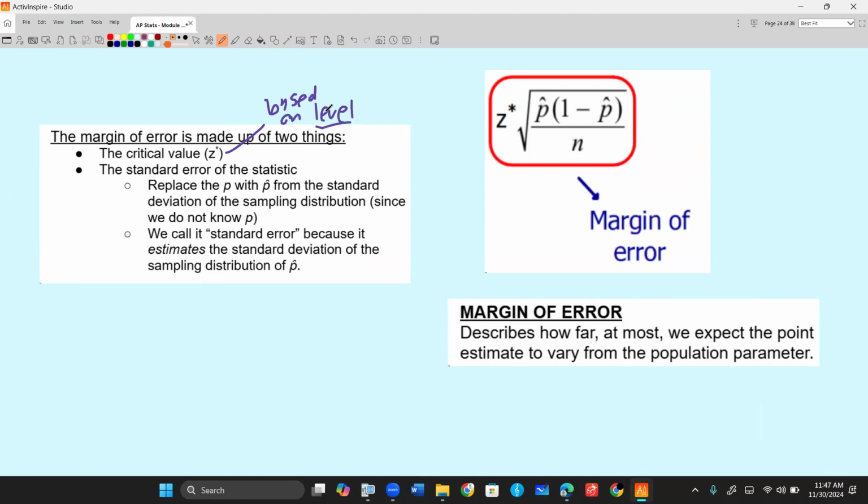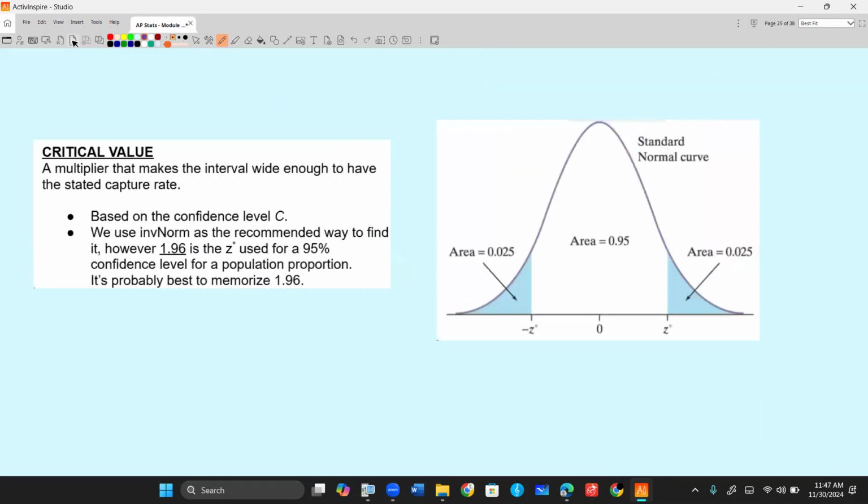So the level is going to be set at the beginning of the problem, okay? Your standard error is this standard deviation formula, except that it has the sample proportion instead of the population proportion, since we don't know the population proportion. So combined with those two things multiplied together, that gives you your margin of error.